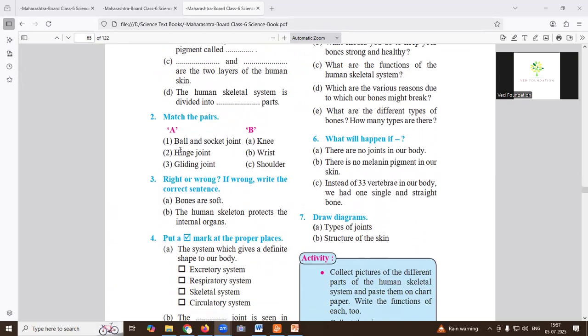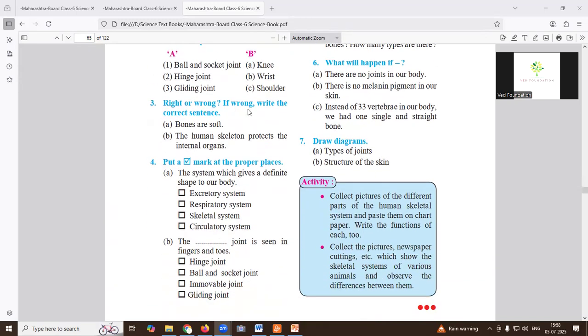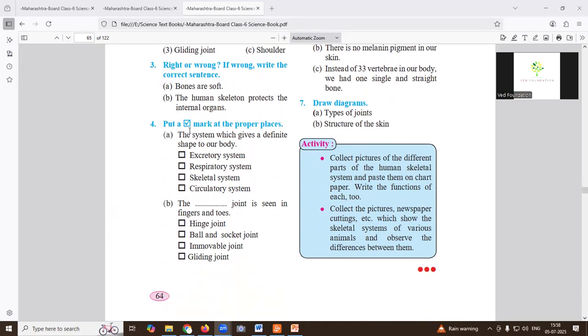Match the following. Ball and socket joint is present in shoulder. Hinge joint is present in knee. Gliding joint, wrist. Right or wrong? If wrong, write the correct sentence. Bones are soft. Wrong. Correct statement is bones are hard. Next, the human skeletal system protects the internal organs. Right. This sentence is right.